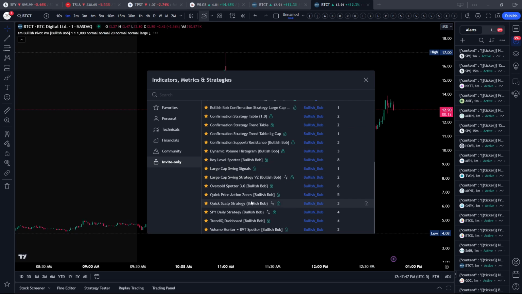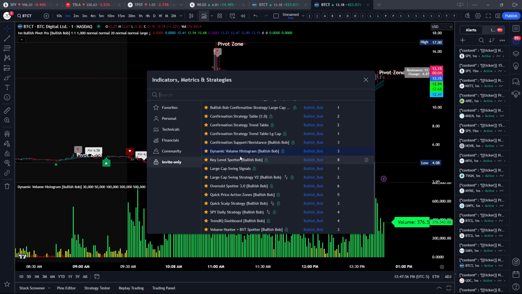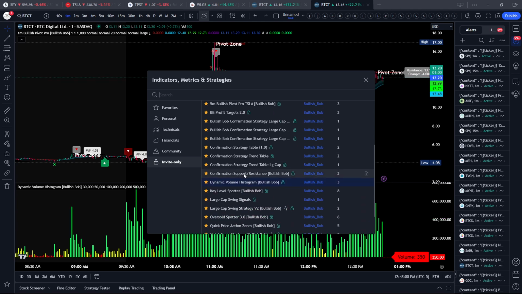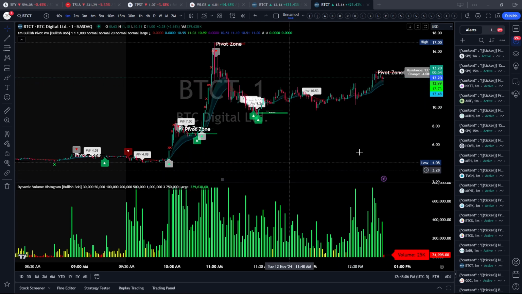For the volume histogram down below, we've got the Volume Hunter, but I'm going to use the Dynamic Volume Histogram here instead. Click that on there, and then I'm going to add the Confirmation, Support, and Resistance, which is right here. And just these three indicators should be more than enough for me to find opportunity today.